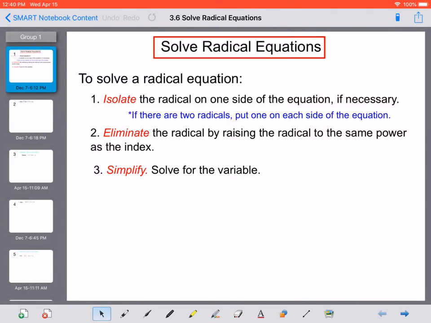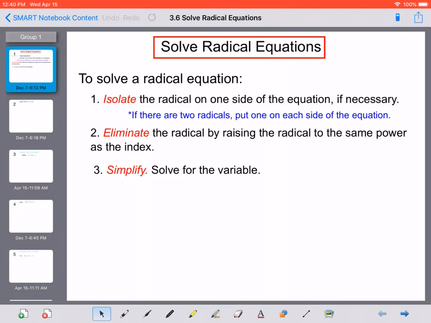Okay, 3.6 is solve radical equations. Here are some steps you can write down that will help you when you're solving. Step 1, isolate the radical on one side of the equation, if necessary. If there are two radicals in your equation, put one on each side of the equation.